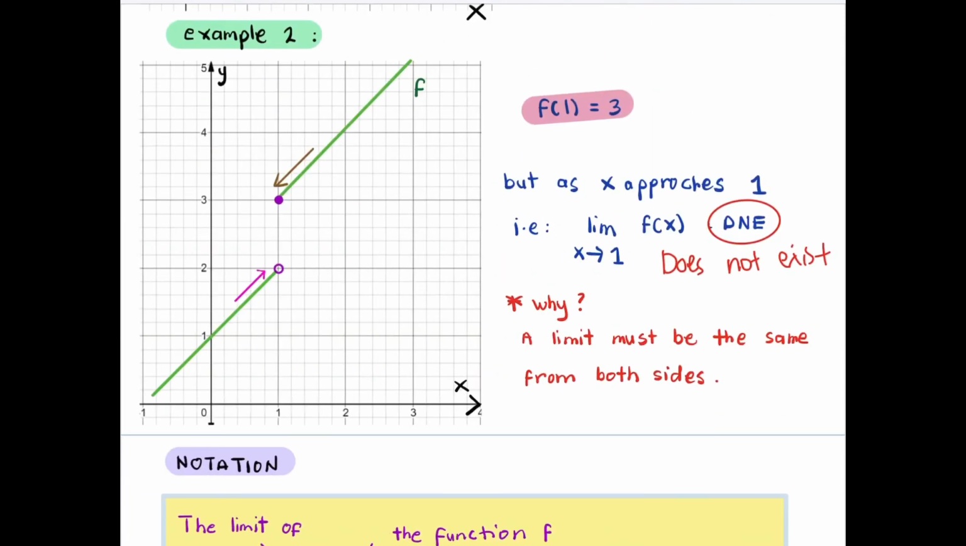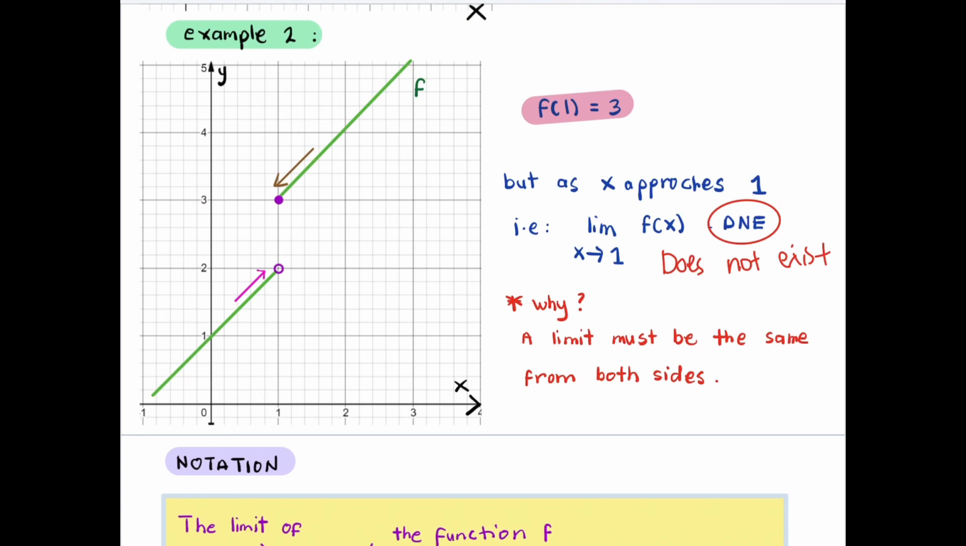So let's see example 2. This graph here is not a straight line because you have a jump here, okay? A jump at x equal to 1. So let's see here, do you have the value of f(1)? Yes, we have it. The value of f(1), this is it. This is equal to 3.